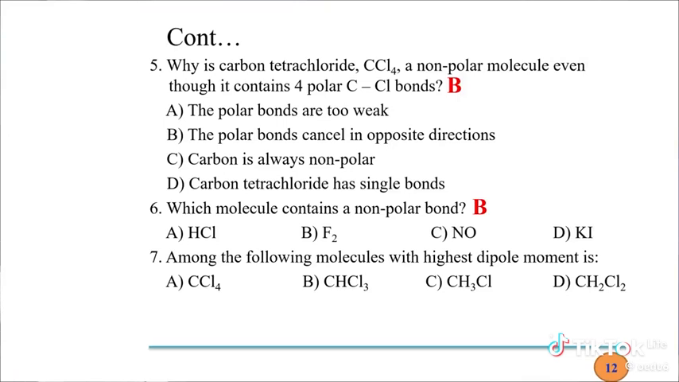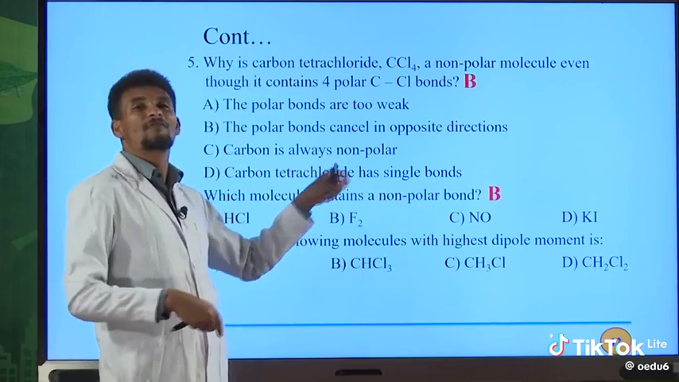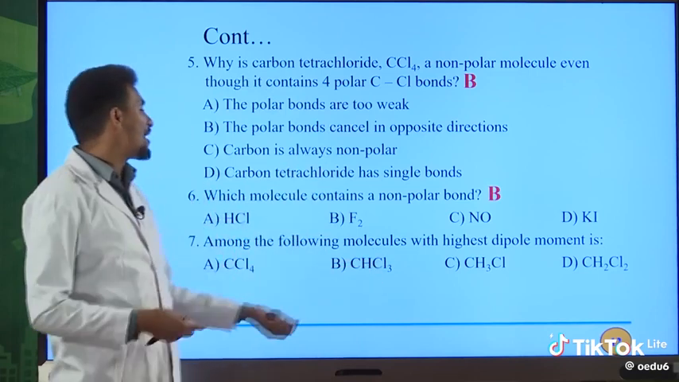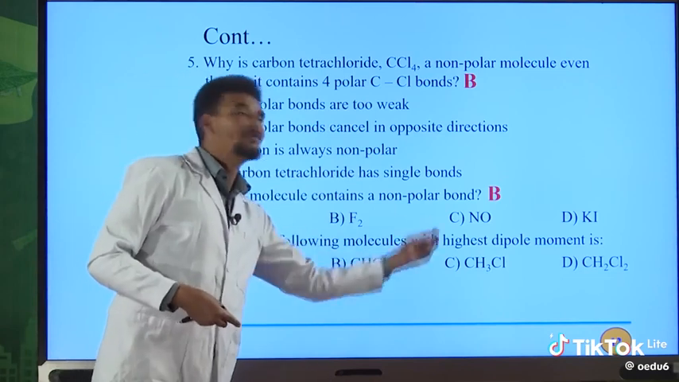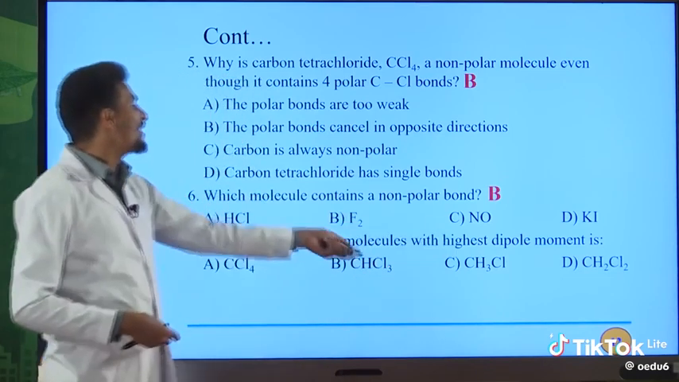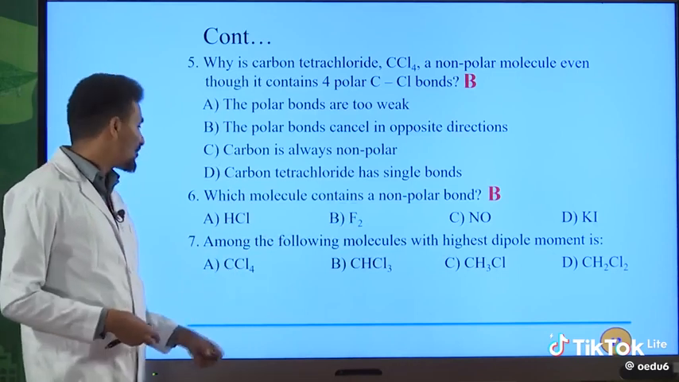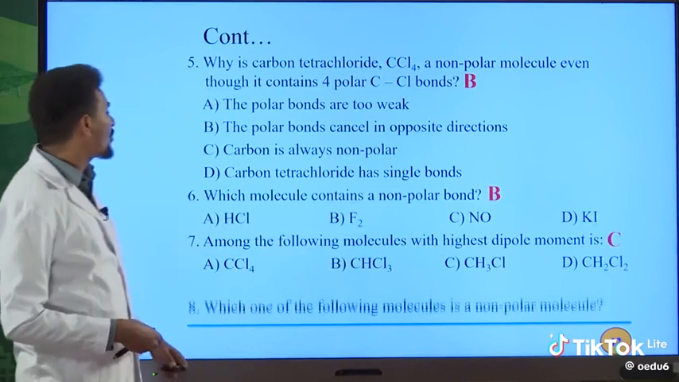Among the following molecules, which has the highest dipole moment? Here we have only 1 chlorine atom, but here 3 chlorine atoms. The vector of 1 chlorine atom cancels the vector of another chlorine atom because they are in opposite directions, but they have the same magnitude. Therefore, it decreases the dipole moment. So the dipole moment of this is greater when compared with the other. What's the dipole moment for carbon tetrachloride? It is equal to 0. So C is the correct answer for this question.